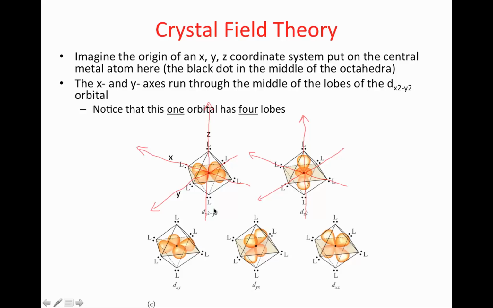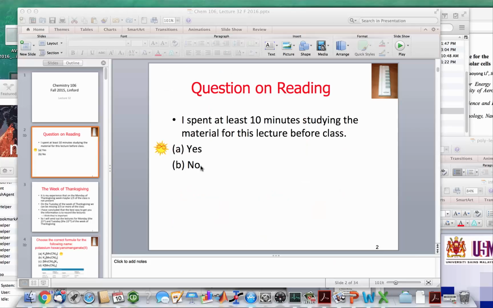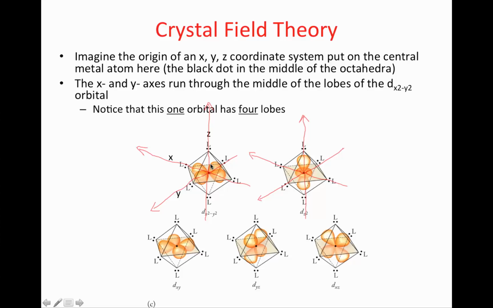But in any case, notice that in the dx squared y squared orbital, these lobes on the orbital are running right through the axes. So here I have the x-axis, and 2 of the lobes of this orbital are along the x-axis. And the other 2 lobes of the orbital are along the y-axis right here. And remember that all of this is one orbital. So this is an orbital with 4 lobes. So here's a lobe, here's a lobe, here's a lobe, here's a lobe. The 4 lobes together make one orbital, and we know that 2 electrons go in an orbital.